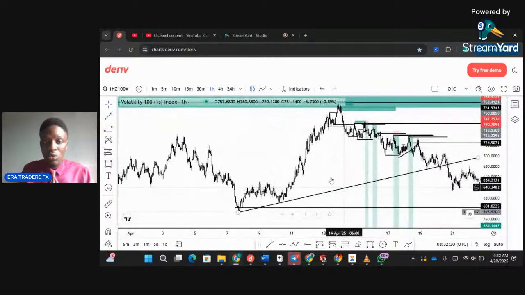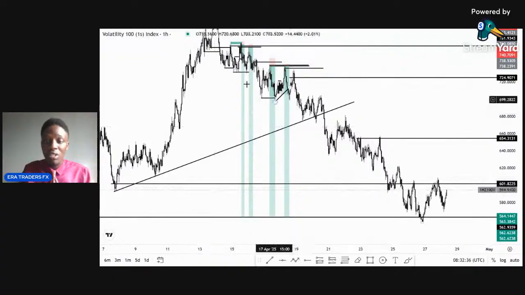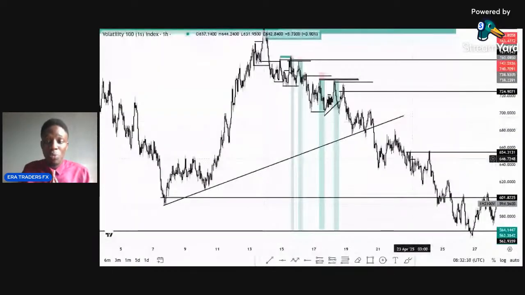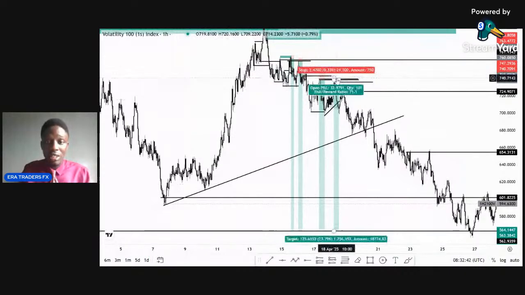So if you look at this, the analysis we did right from time have been playing out nicely because price has been dropping. Literally, price has been dropping according to our analysis. If you look, these are the trades we've been taking.